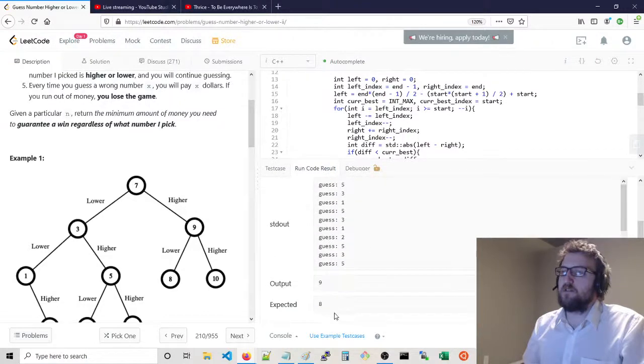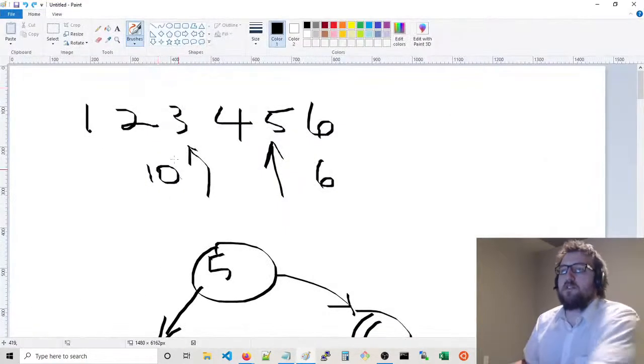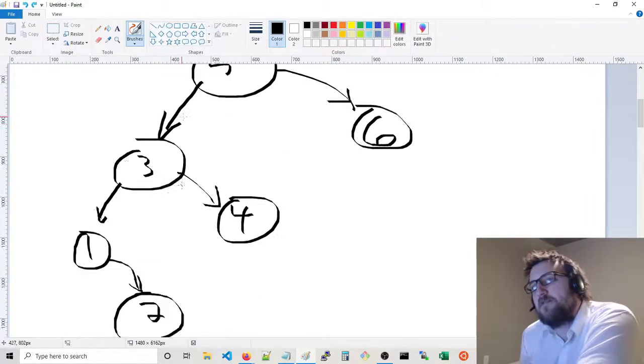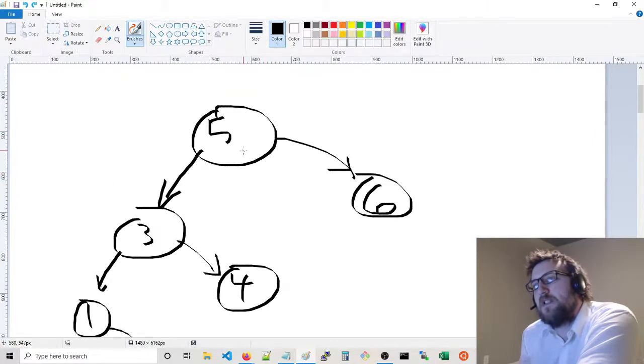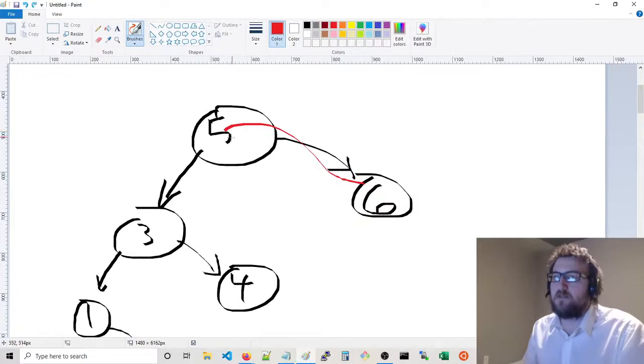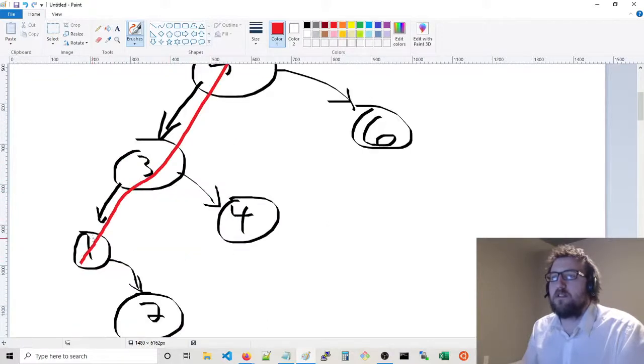Still wrong. Gotta be kidding me. No. Alright, so here in this path, we would say it costs us 5. On this path, it costs us 8. This path actually costs us 9. How did they get 8?